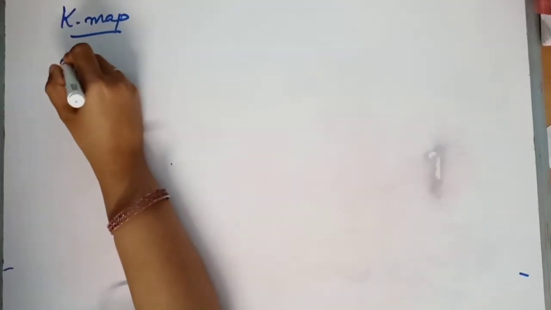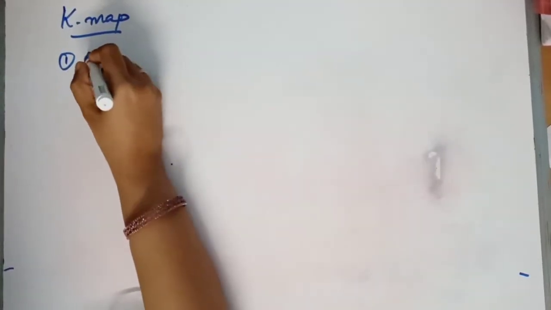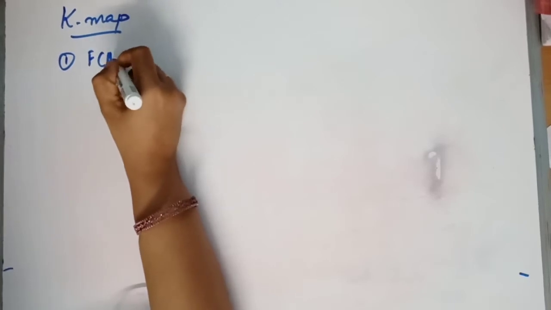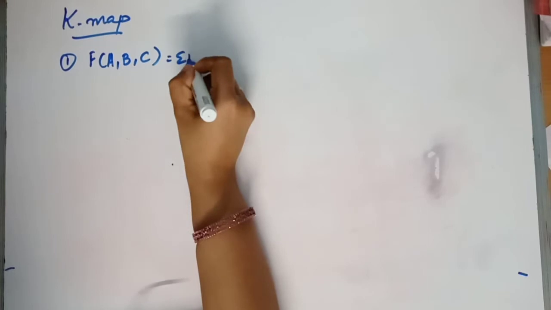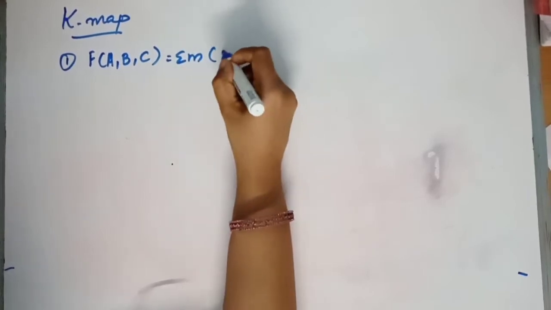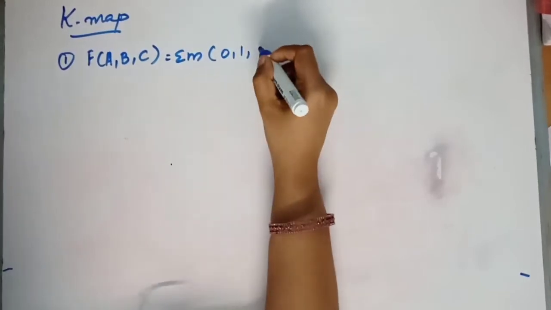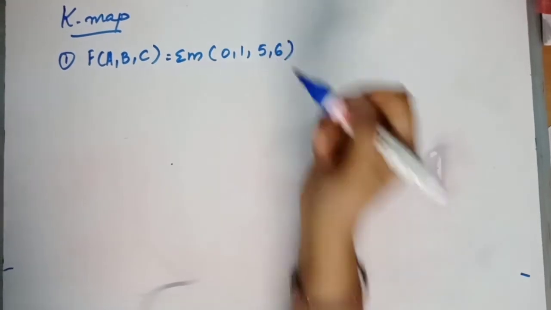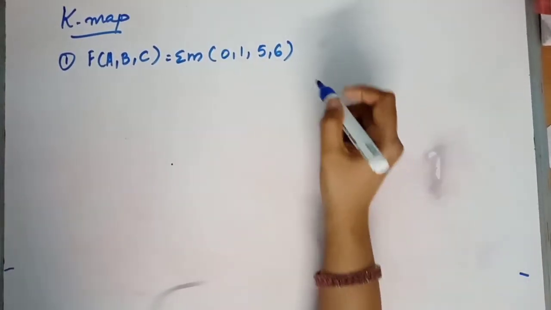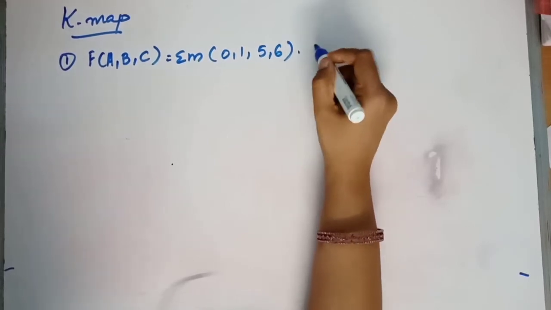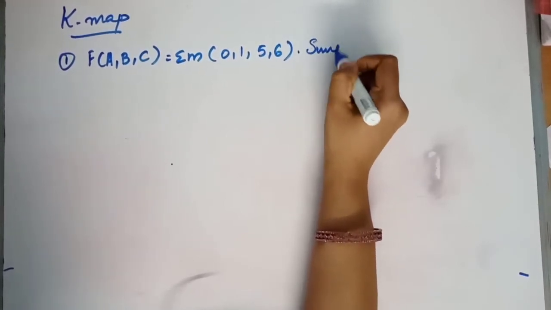So next we will deal with some questions. Suppose you have a question: function of ABC equal to sigma m, say 0, 1, 5, 6. Now I want you to simplify this.